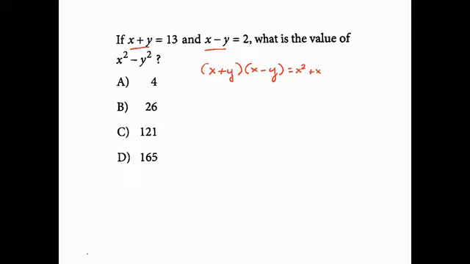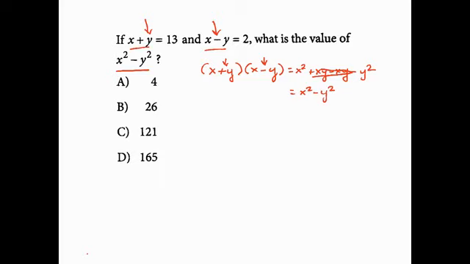plus a positive xy minus an xy, and then a minus y squared. As we saw earlier, the middle terms cancel out, and I'm only left with x squared minus y squared. And now I can see more obviously the connection between these two smaller binomial equations and this final quadratic equation. So I now know that the product of these two will equal x squared minus y squared.